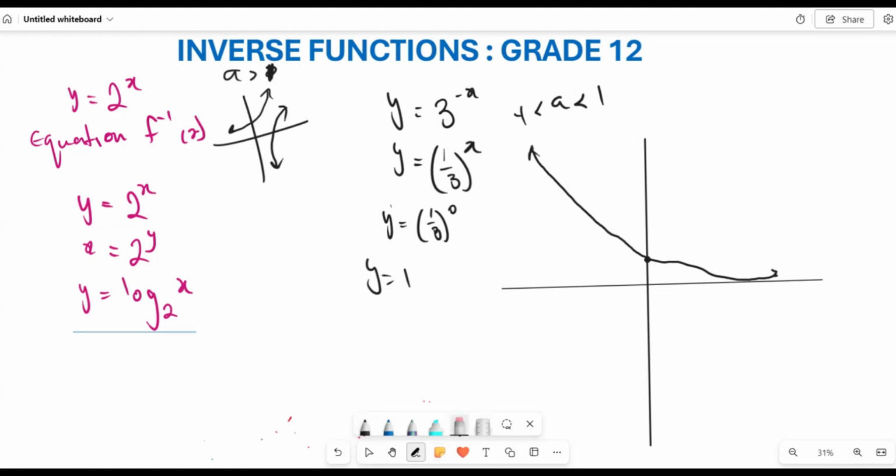Let me try and write this much more nicely. So this will be something that will be a little bit curved, but it will look nicely like this. Yes, right? I think this is much better.